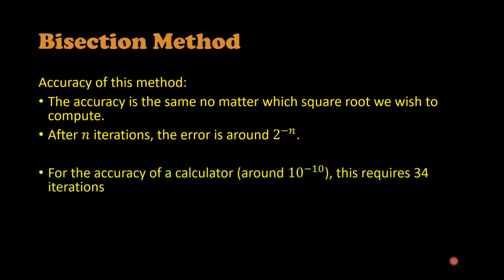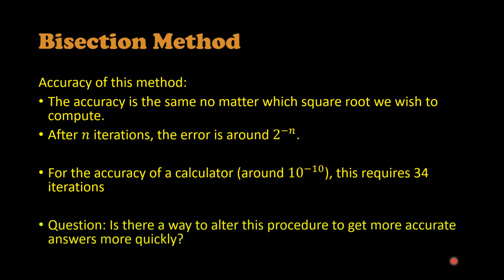So if you wanted to get the accuracy of a calculator with, say, float 10, so that's like 10 digits after the decimal point, this would require 34, sometimes 35 iterations. Okay, so every time you compute a square root, you'd have to run through this process 34 or 35 times.